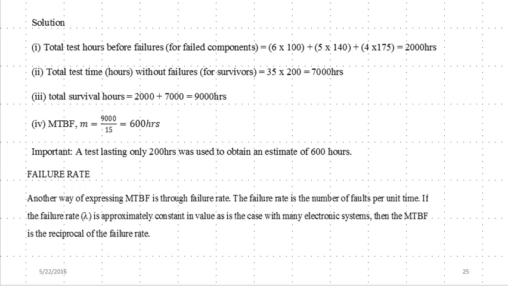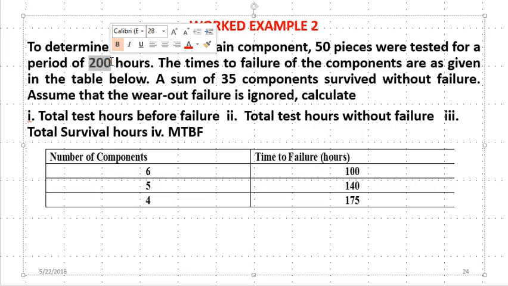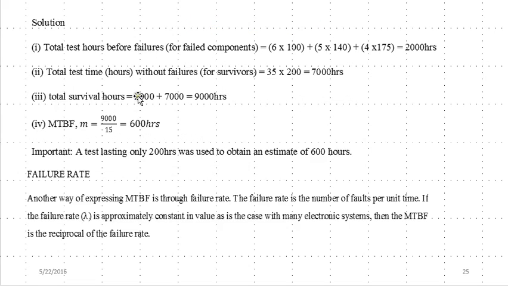If we go back, we are told that the test was carried out for a period of 200 hours and 35 components did not fail. Now the time for those components that did not fail should be 35 times 200, which will give me 7000 hours. My total time, which is called the total survival hours, is 2000 plus 7000, which is 9000. Finally, my mean time between failure, M, is equal to the total survival hours, which is 9000, all over the total number of components that failed, which are 15 in number.